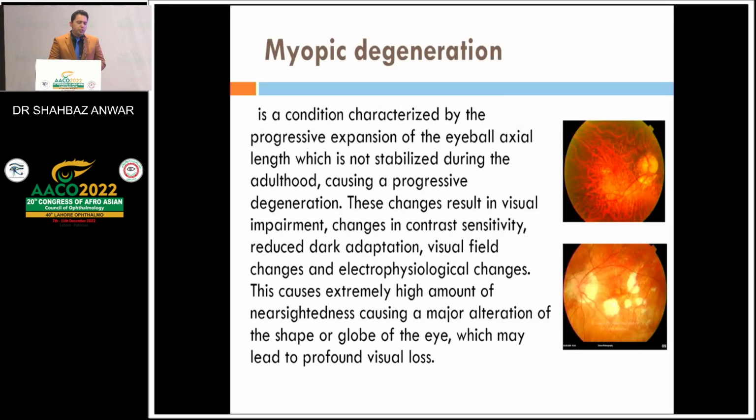Myopic degeneration is a condition characterized by the progressive expansion of the eyeball axial length, which is not stabilized during adulthood, causing a progressive degeneration. These changes result in visual impairment, changes in contrast sensitivity, reduced dark adaptation, visual field changes, and electrophysiological changes. This causes an extremely high amount of nearsightedness, causing a major alteration of the shape of the globe of the eye, which may lead to profound visual loss.